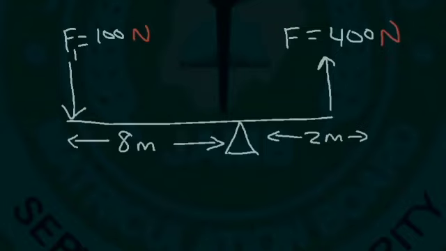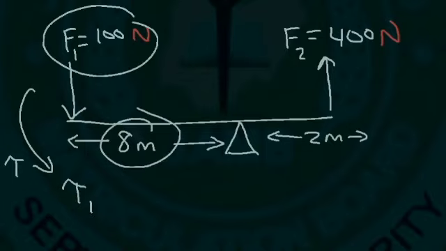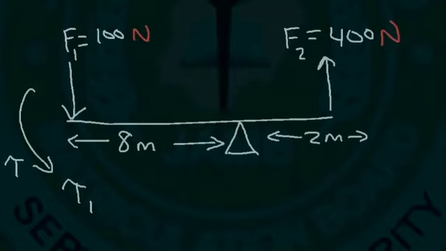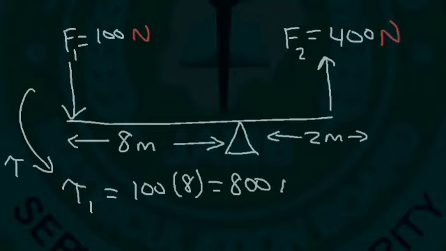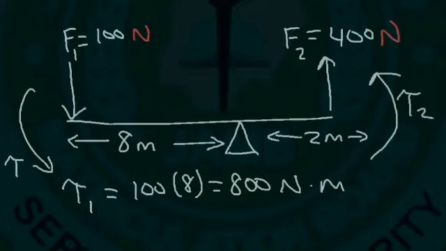The torque created by F1 is equal to the force times the moment arm or the lever arm, which is perpendicular to the axis of rotation. It's actually perpendicular to the line of action, and it's between the axis of rotation or the pivot point. So that's the moment arm. So T1 is 100 times 8. So the torque on the left side is 800 newtons times meters. Now this creates another torque that has the same magnitude. 2 times 400 is also 800.